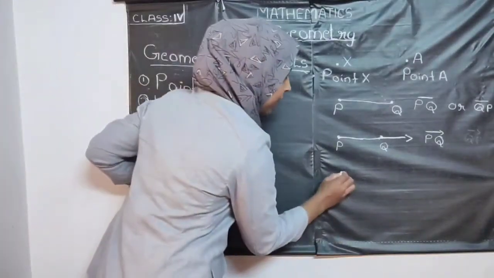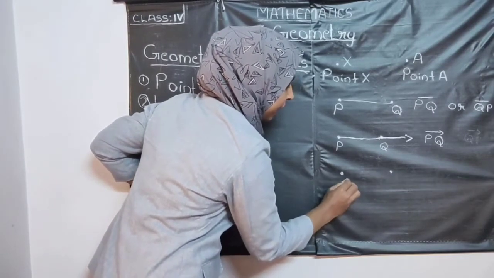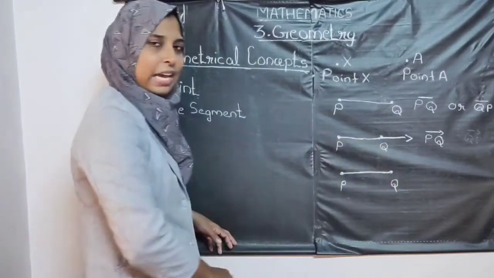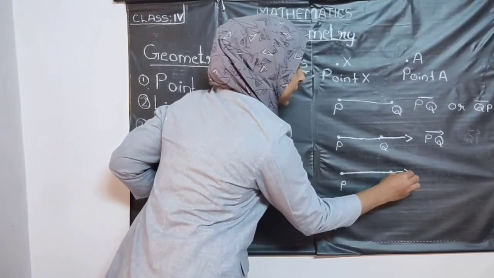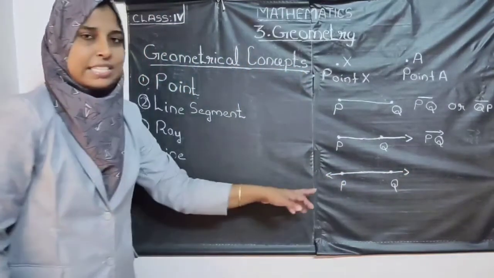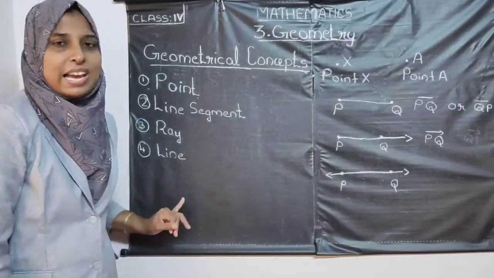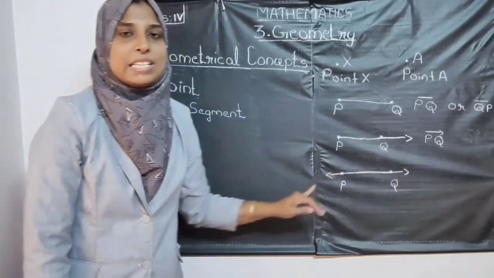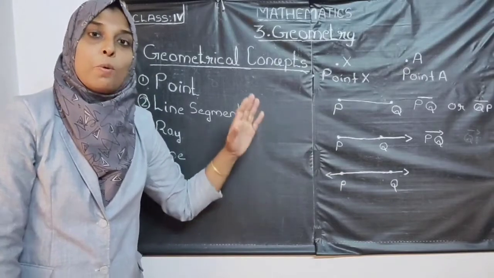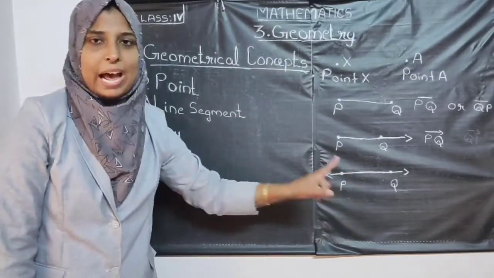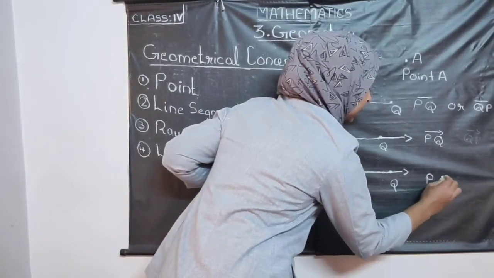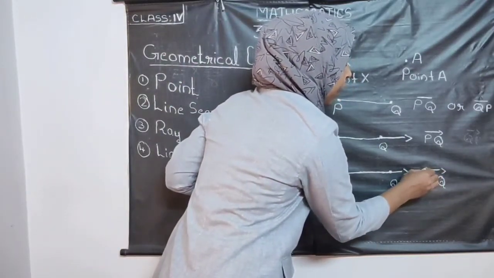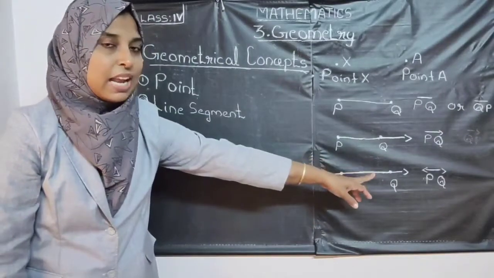For line also, I am going to draw 2 points, the same points PQ, and here also L. This is a line segment, and next I am extending it on both the sides. Then this is a line. We can say it extends indefinitely on both the sides. Okay, children, so how can we denote it? PQ, and over that we draw a straight line and 2 arrows on both the sides. This is line PQ.